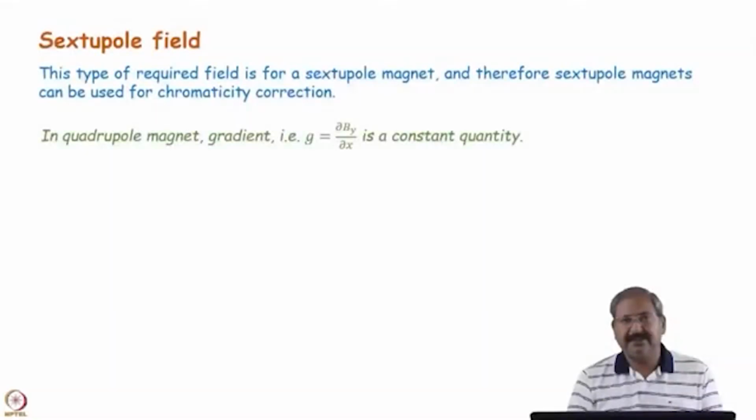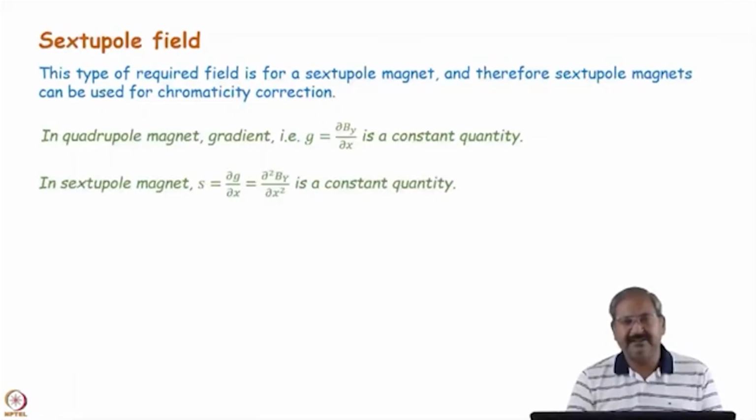In a quadrupole magnet, G was the gradient, which is a constant quantity. In a sextupole magnet, rather than G, the derivative of G is constant. Means the second derivative of the field is a constant quantity, because it is a parabolic curve that depends on x square. So the second order derivative will be a constant quantity.